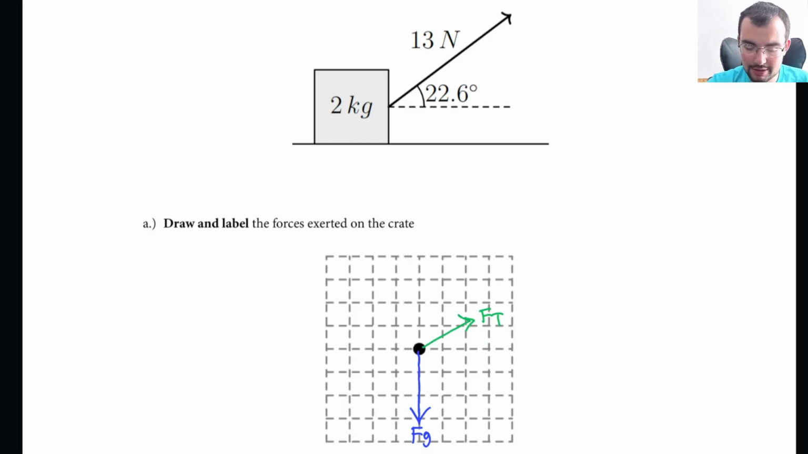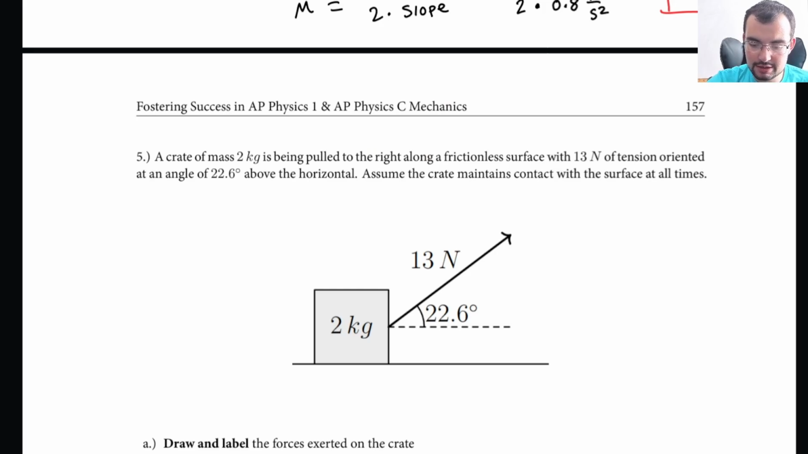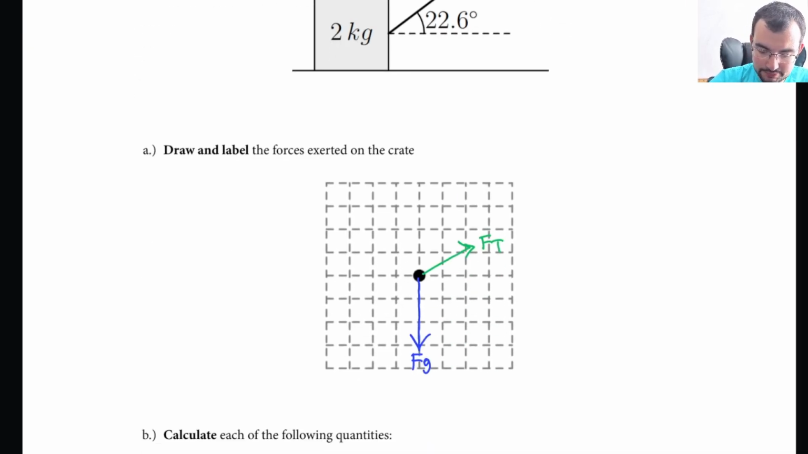But what's definitely happening is we're given, assume the crate maintains contact with the surface at all times. Anytime we have this fact, maintains contact with the surface, this means that we have a normal force. Normal force exists because it's there to balance. So we have 1, 2, 3 units down, and then we have 1 unit up. So normal force has to make up the difference, which would be 2 units up. Notice the normal force is less than mg because it gets some help from the tension. And that's it.